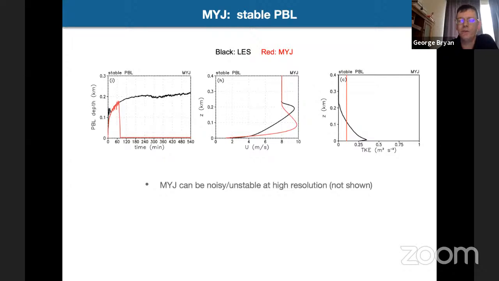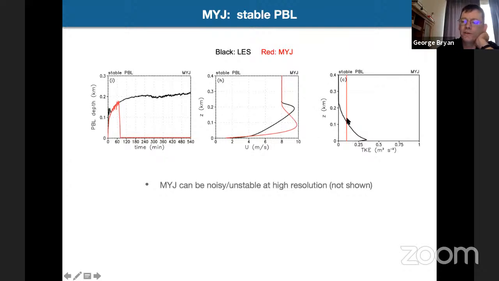One more case with MYJ, it really doesn't do well in these type of idealized tests, which is odd considering it does fairly well in real data cases, suggesting there might be counterbalancing biases in the WRF model. But here's an example showing the stable boundary layer where the MYJ scheme just turns off after a little more than an hour. You can see the wind profile here. The jet is much lower than the LES produces.